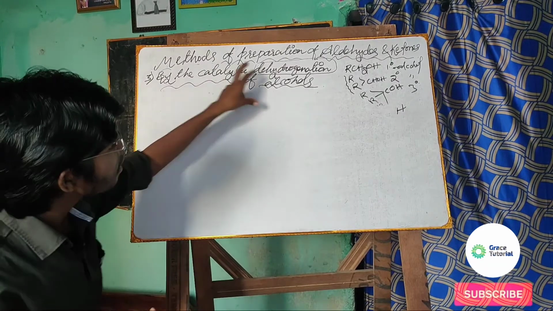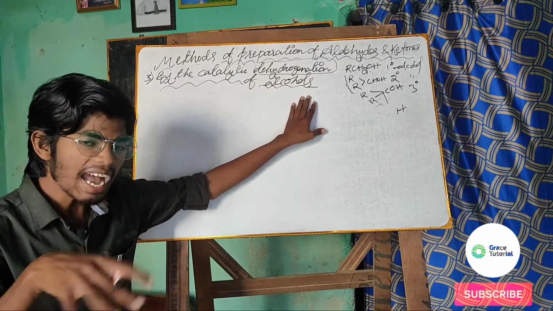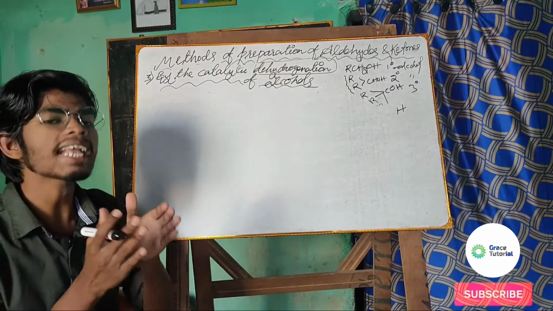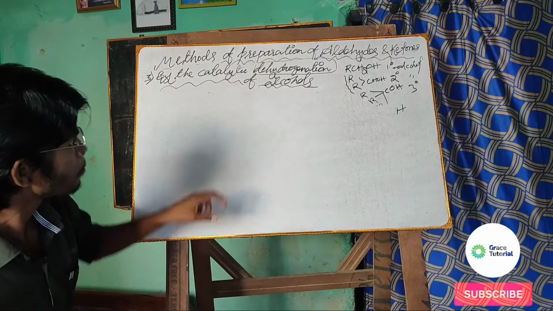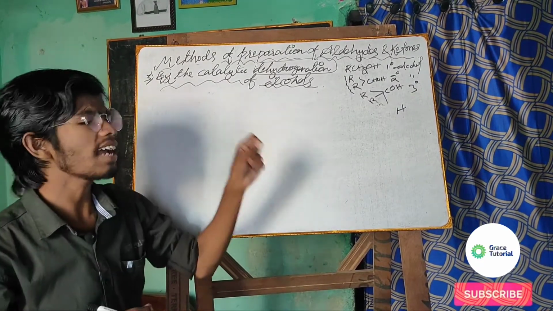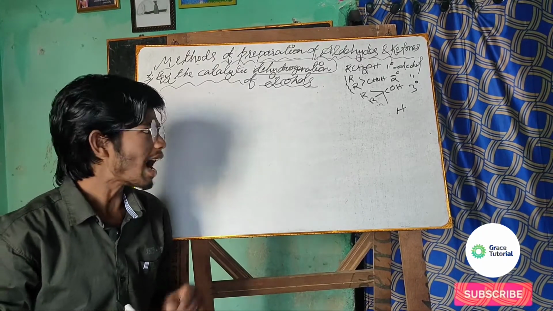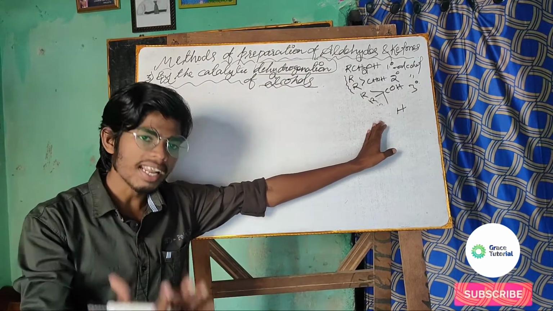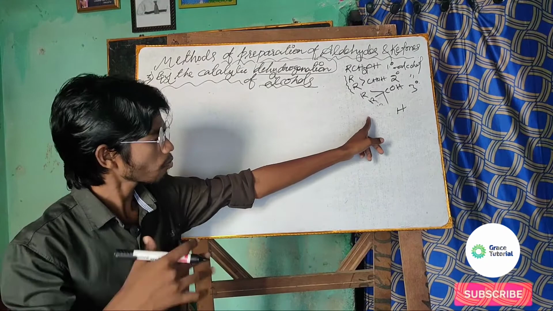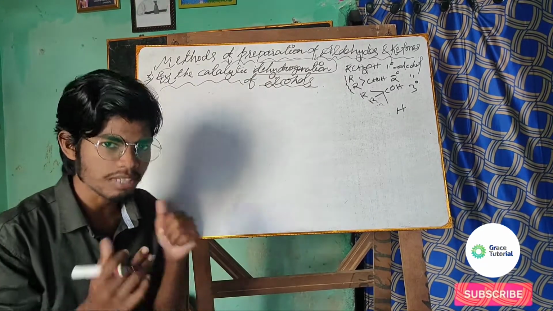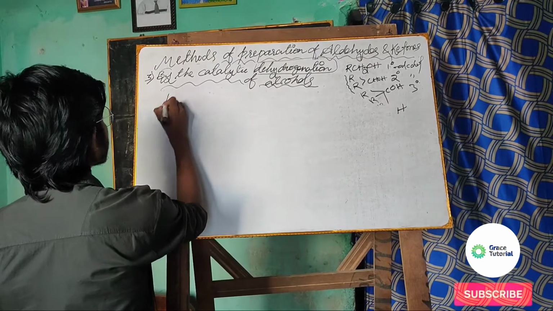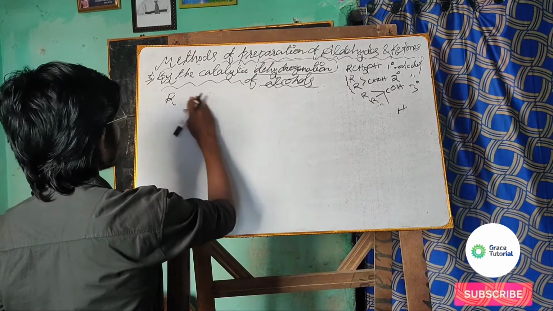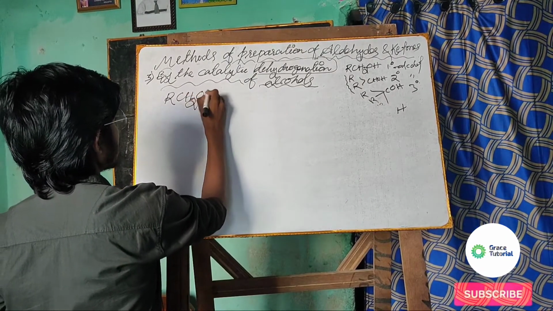So in the catalytic dehydrogenation of alcohol, the dehydrogenation takes place using a catalyst. By this method we prepare aldehydes as well as ketones. I said initially that there are 3 types of alcohols: primary alcohol where 1 alkyl group is there, secondary alcohol where 2 alkyl groups are there, and tertiary alcohol where 3 alkyl groups are there. Now the primary alcohol is RCH2OH.